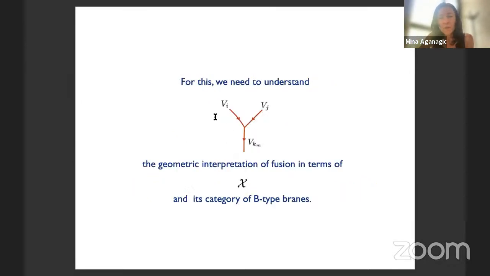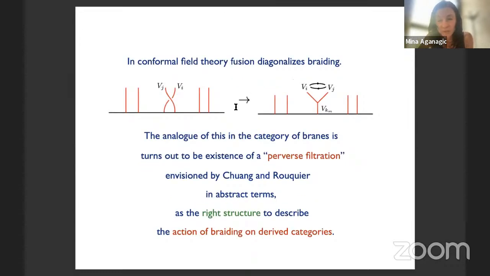For this, we'll need to understand the geometric interpretation of fusion in terms of the category of coherent sheaves. In conformal field theory, fusion diagonalizes braiding. The analog of this in the category of coherent sheaves turns out to be the existence of a perverse filtration, the kind that was envisioned by Chuang and Rouquier in abstract terms as the right structure to describe the action of braiding on derived categories.